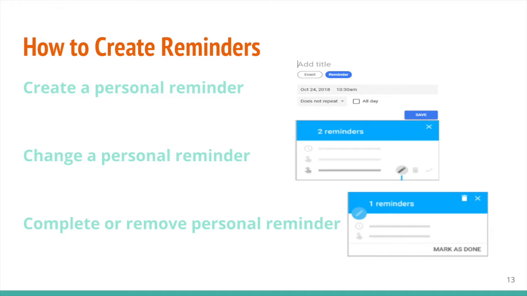If you have a single reminder in a time slot, click Reminder and then click the pencil. If you have multiple reminders in the same slot, click the reminder box, hover over the pencil, and click Edit. Then click Save.